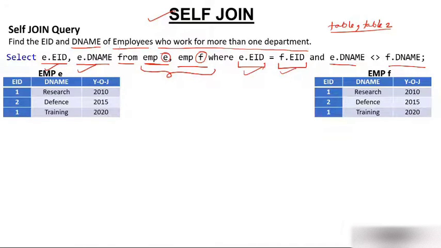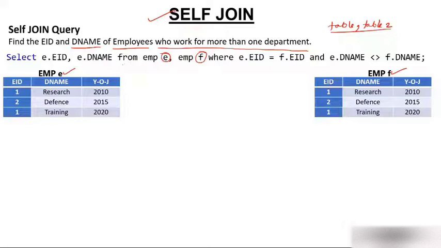Here we have two tables, one is emp and another is emp, but we have created another name called an alias. This table name is E. Let me erase all these things, as this will be confusing for you now. Okay, fine. So let me name these two tables. This table is E and this table is F. Both tables are the same, but their names are different.